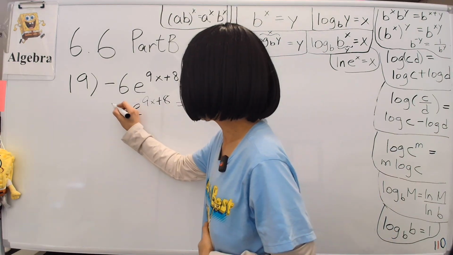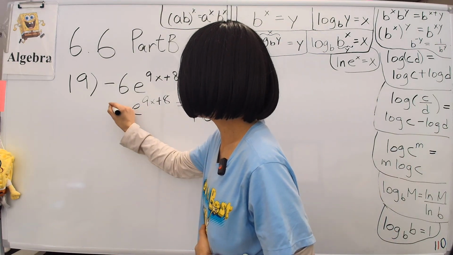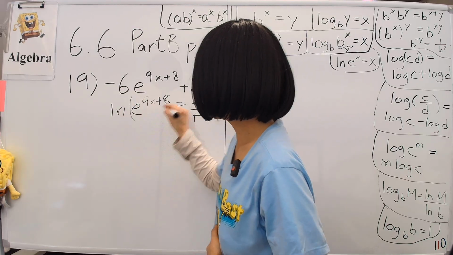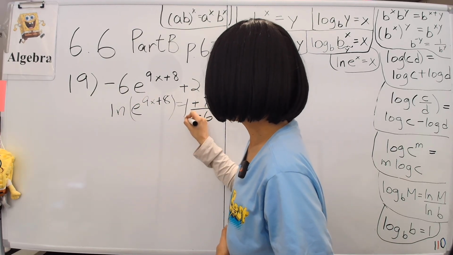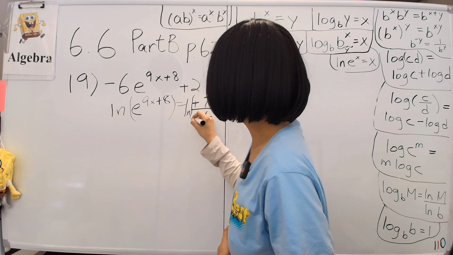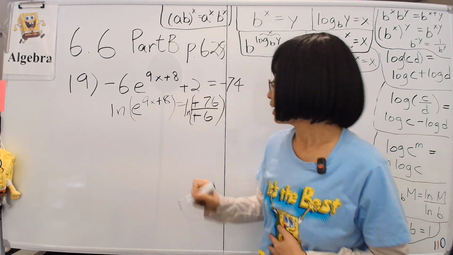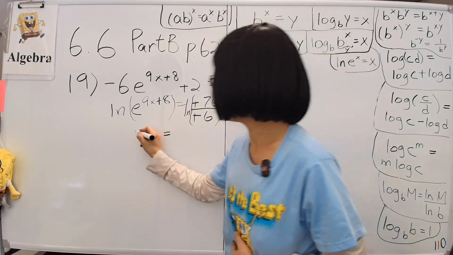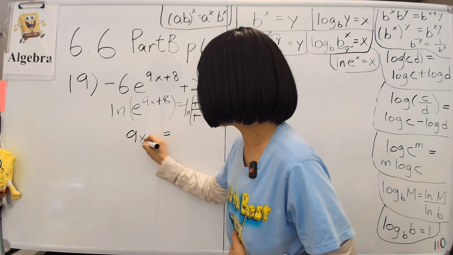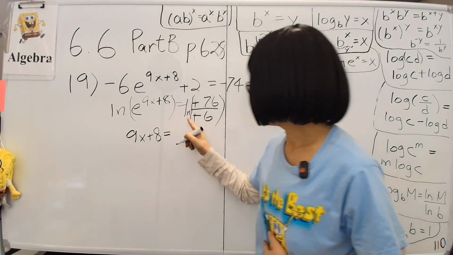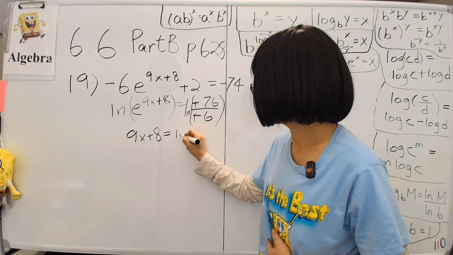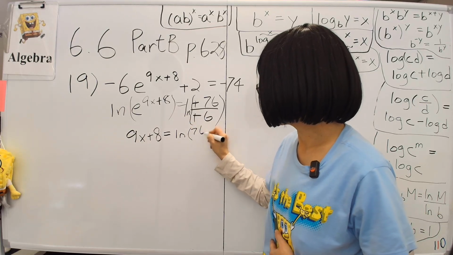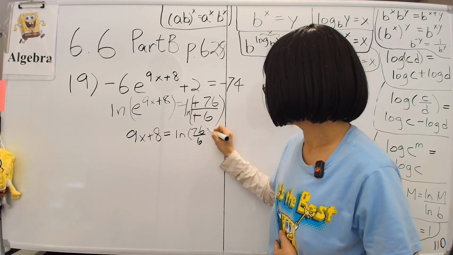And slap the natural log on both sides of the equation. Natural log of all this stuff, like that. And then the natural log and e cancel out, so we have just 9x plus 8 left. And this side stays, it is natural log of 76 over 6. We'll deal with it later.